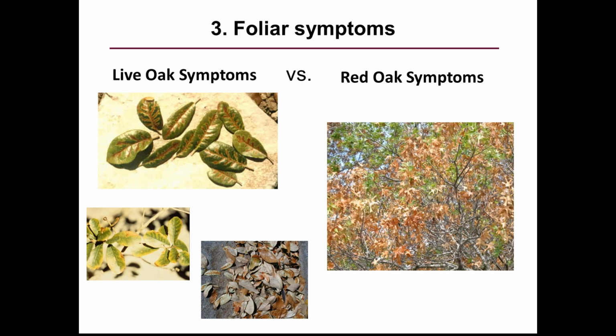Red oak symptoms are usually typified as a bronzing of the foliage, which usually then turns into a light brown necrotic look. The leaves may or may not cling to the tree depending on the rate at which the tree died.